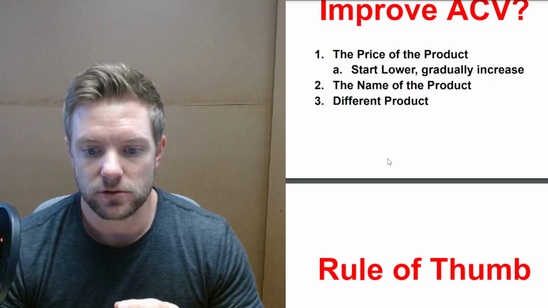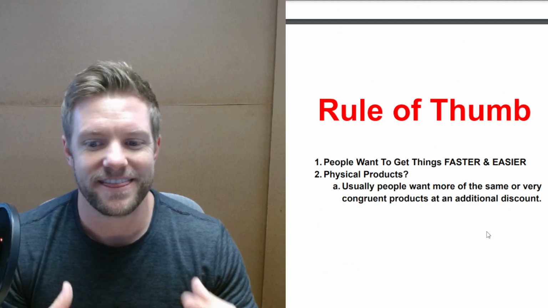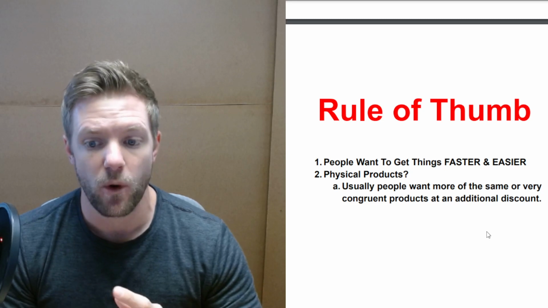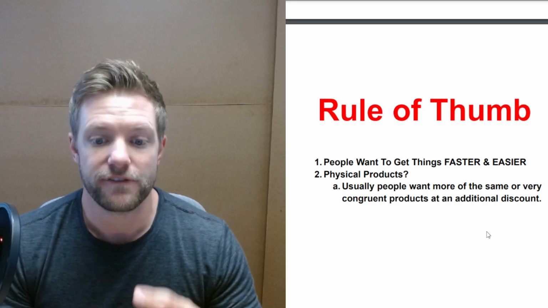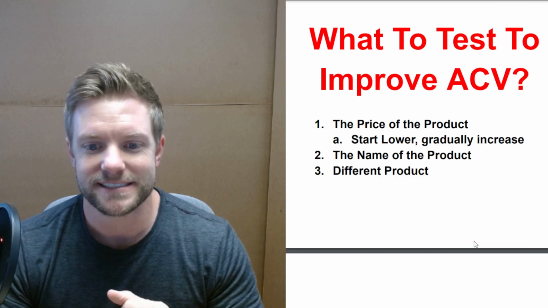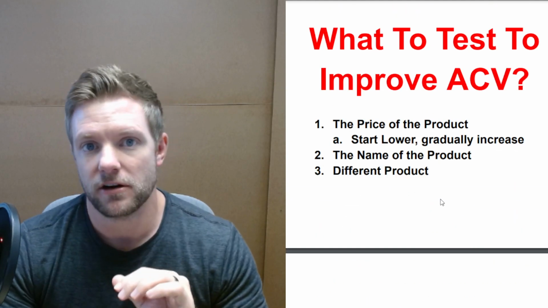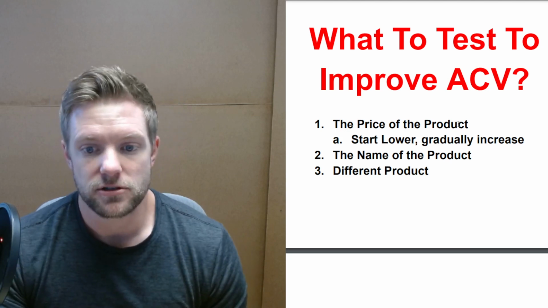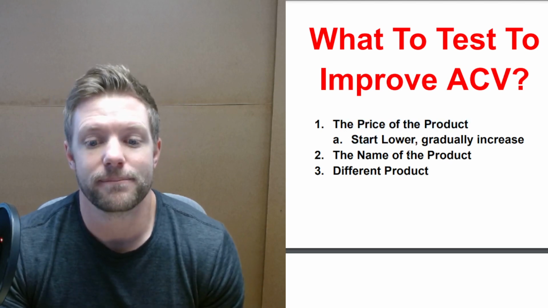And I'll kind of scroll down. The rule of thumb is people want to get things faster and easier. And if you're selling physical products, usually people want more of the same thing or a very congruent product to what they're currently buying. And so let's say, for example, in our singing example, we're teaching somebody how to do riffs and runs, right? So that's the price of our main product.